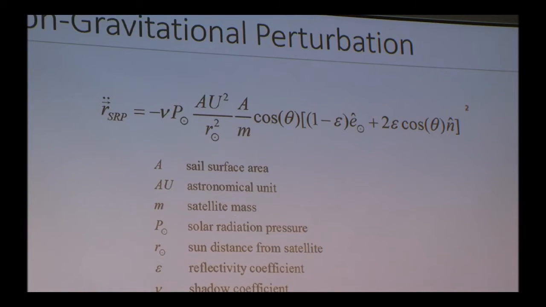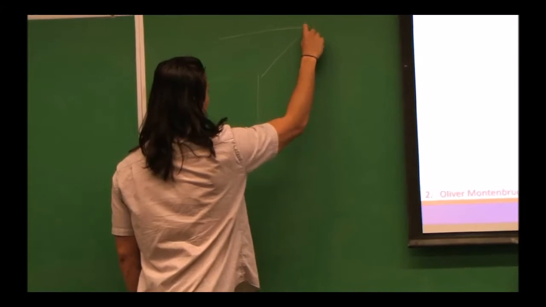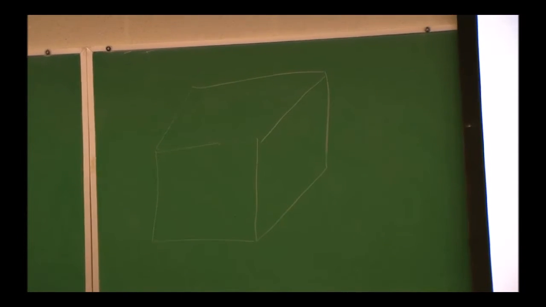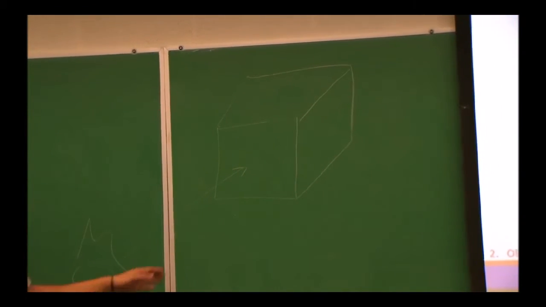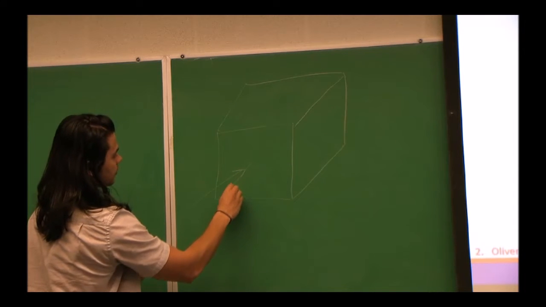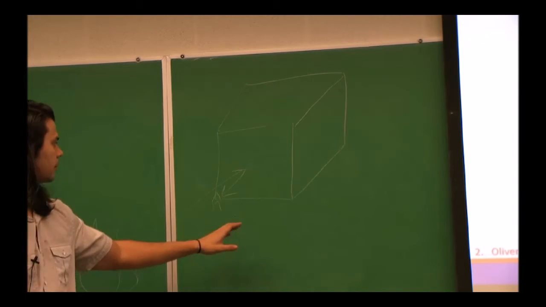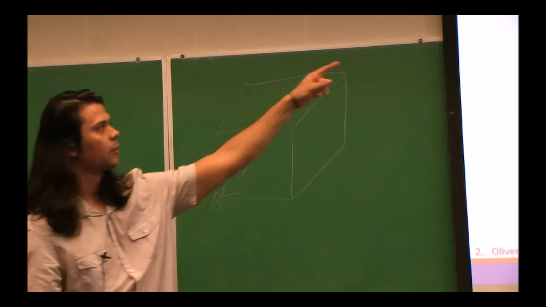And then we have this angle theta, which is going to be the angle between the normal of the sail surface, or the satellite surface rather. So if we have a square satellite, or let's make it a cube, and say the sun is over here somewhere. Say that this surface is looking exactly at the sun. We have a surface normal direction pointing this way. This would be the surface. If you take the cross-sectional area of the satellite, that would be the area that we're looking at here.